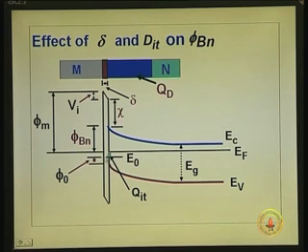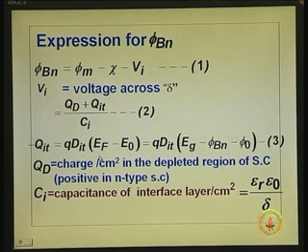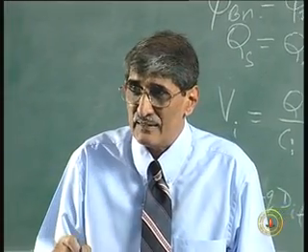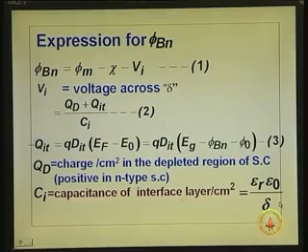This portion is E g minus phi bn minus phi naught. Subtract this phi bn and phi naught from E g, you get that quantity. That is what is put there. So, this is this second equation. Q d is of course charge per centimeter square in the depletion layer, which we have put down there. Now, C I is the capacitance of interface layer, epsilon r into epsilon 0 divided by delta. That delta is the thickness per unit area, all these are per unit area. So, this is the capacitance.